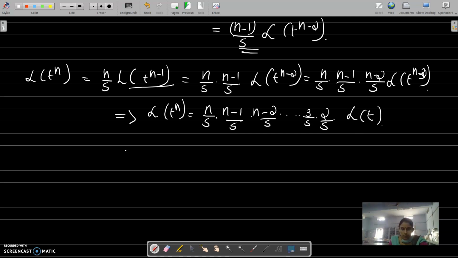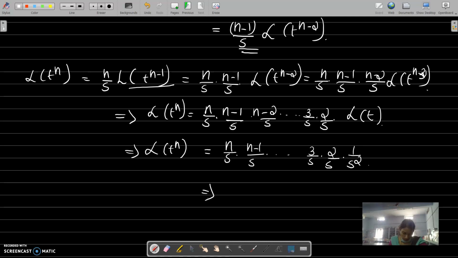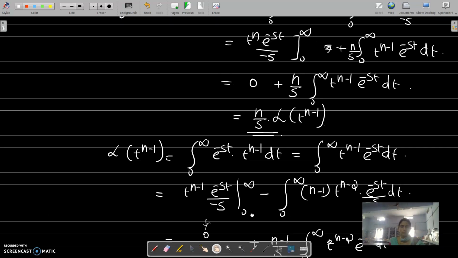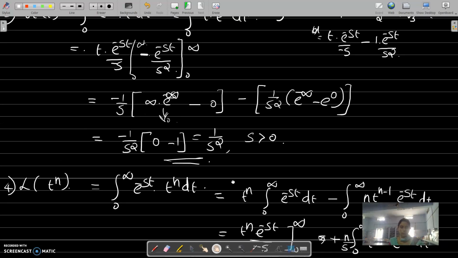What was the Laplace transform of t? So the Laplace transform of t raised to n is equal to n by s into n minus 1 by s into etc. 3 by s into 2 by s into 1 by s square, which implies n factorial divided by s raised to n plus 1. So these are the formulas we can derive from the Laplace transform definition.